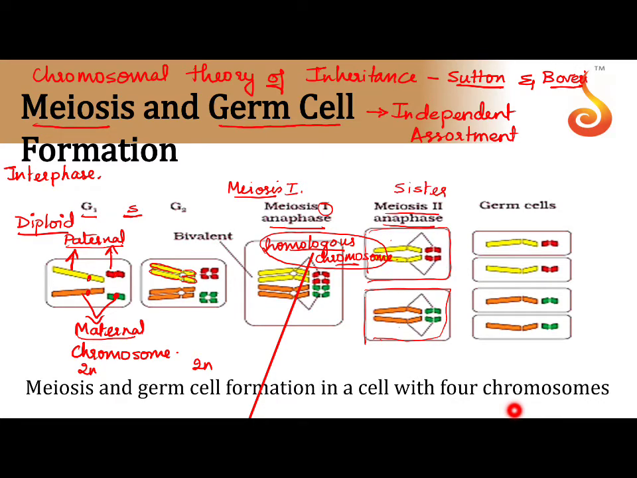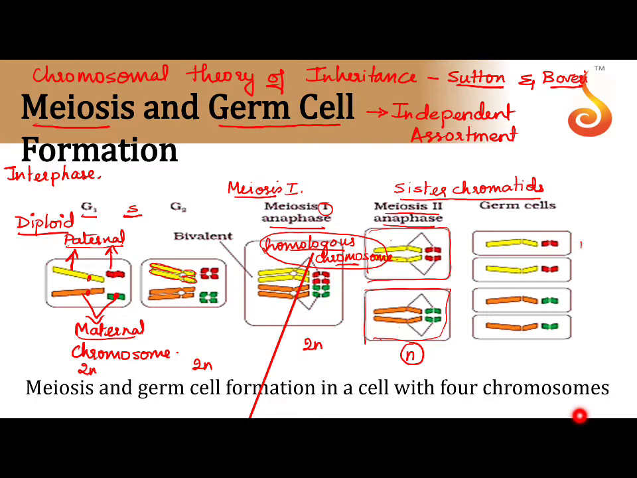So, I repeat, in anaphase 1, you are separating out homologous chromosomes, which results in 2n becoming n. Why? Because chromosomes separated out. But in anaphase 2, we are separating sister chromatids. So, this time we are not reducing the chromosomes, but the number of chromatids.